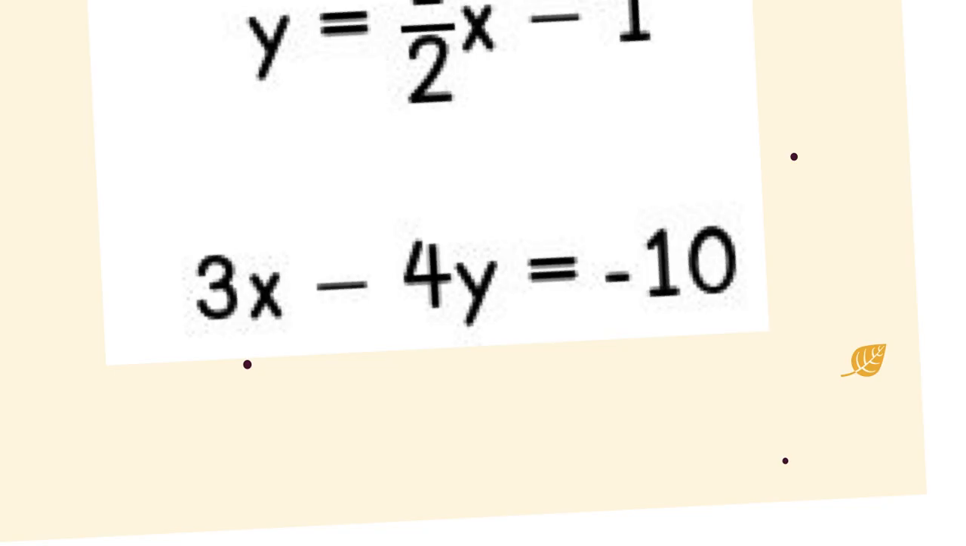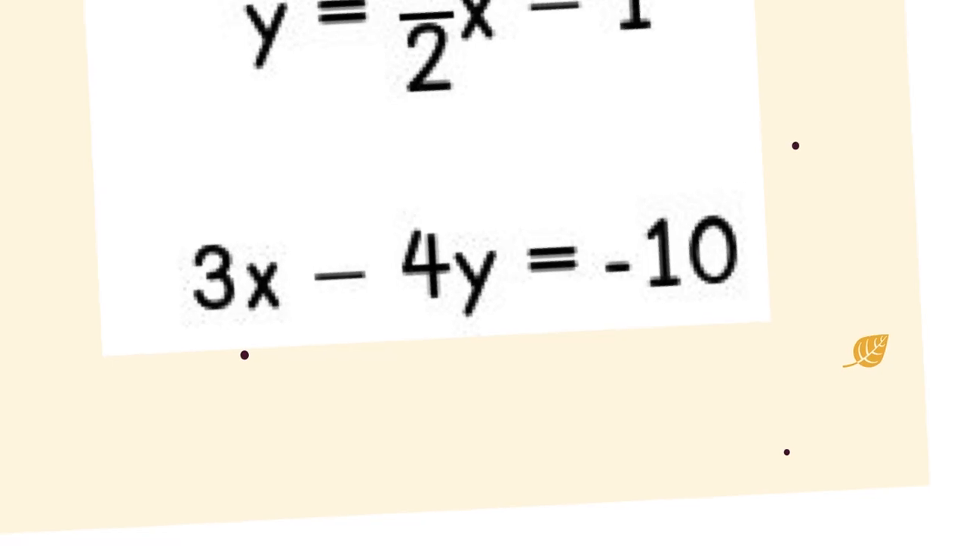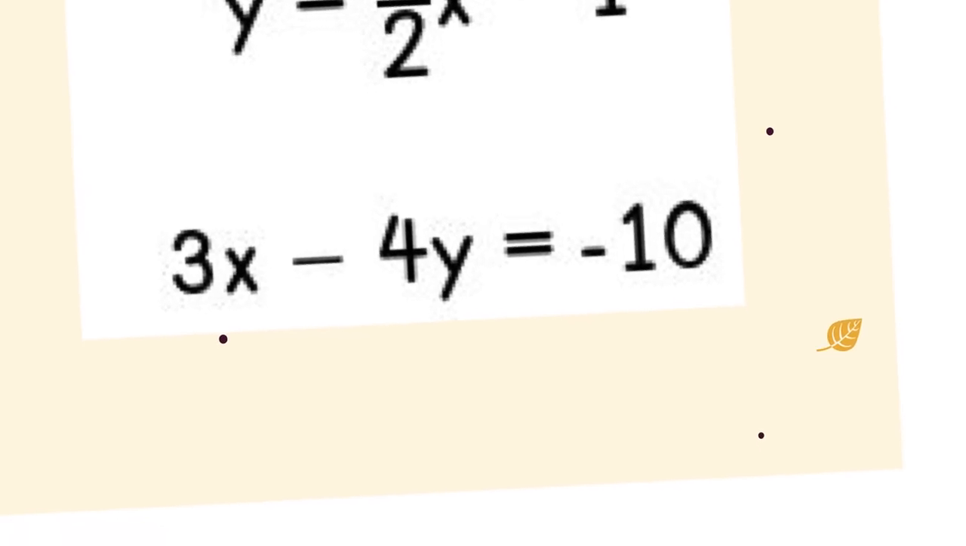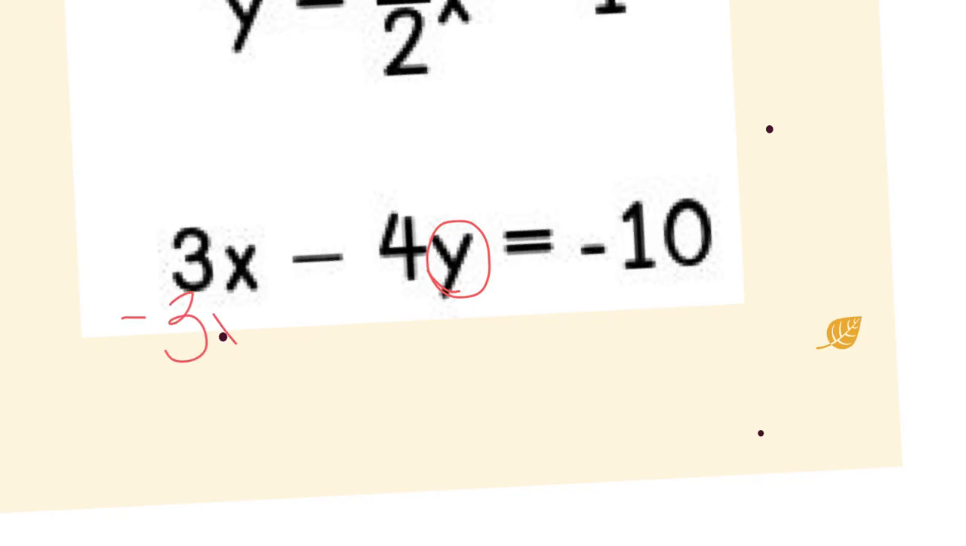Do we remember how to change to y equals here? What would we do? How are we going to get this second one to be y equals? How do we get this y by itself? Move the what? We're going to move this 3x, and it's a positive, so we're going to make it a negative.